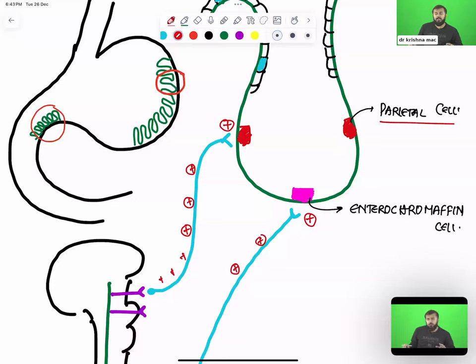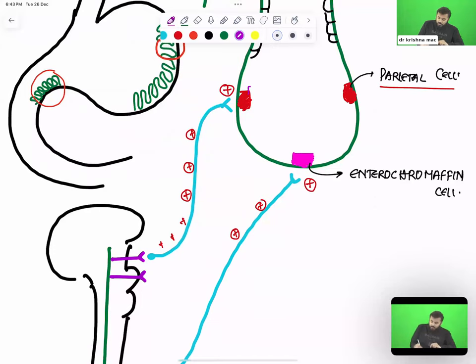What is the function of parietal cells? Parietal cells will release hydrochloric acid. Okay. Parietal cells will release what? Hydrochloric acid, HCl. Very good. So this is a pure physiology part. Parietal cells will release hydrochloric acid.